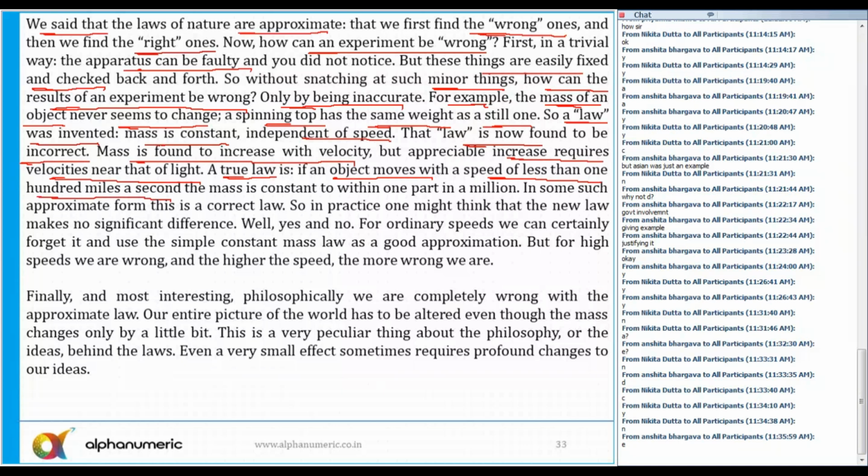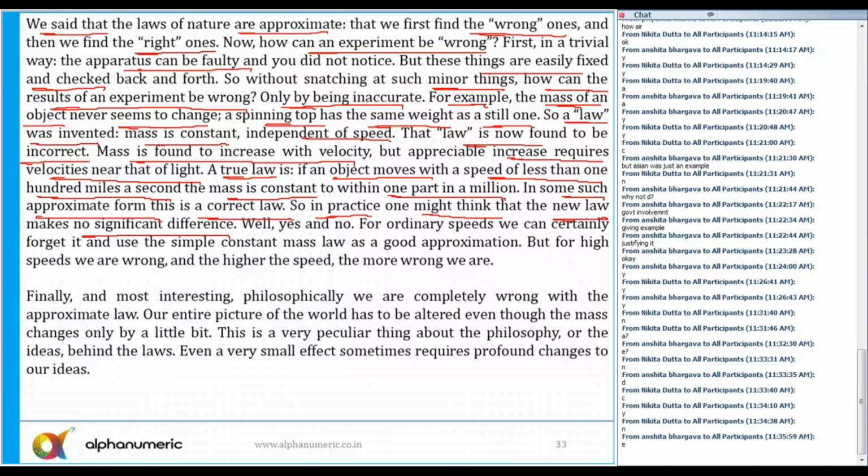So a true law would be: if an object moves with a speed of less than 100 miles a second, then the mass is constant to within one part in a million. Okay? In some such approximate form, this is the correct law. This should have been the true law. So in practice, you might think that the new law makes no significant difference. Why does it make no significant difference? Because for the mass to be different, you need velocities that are very, very high.